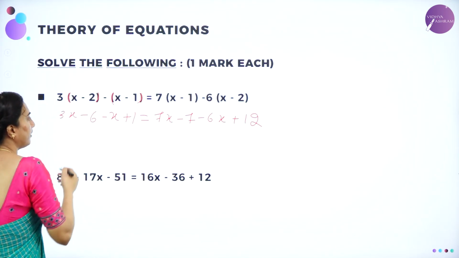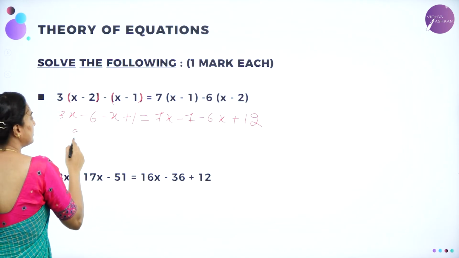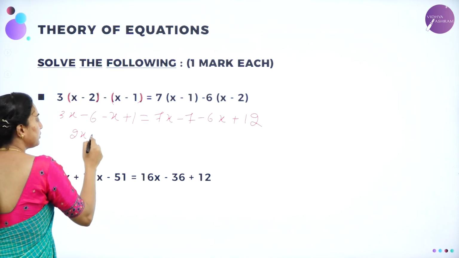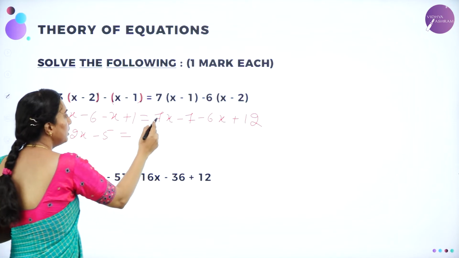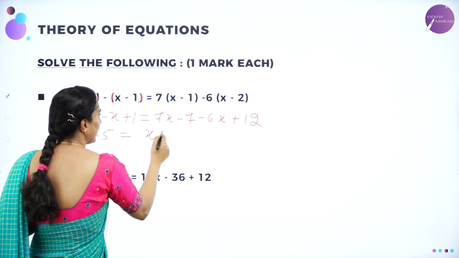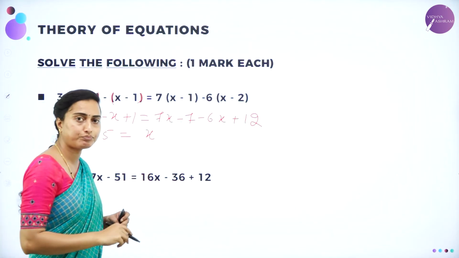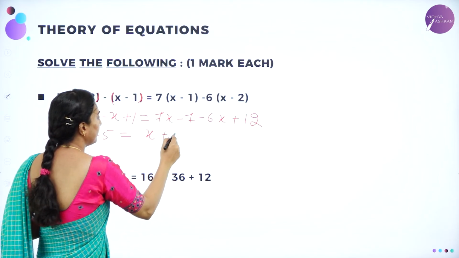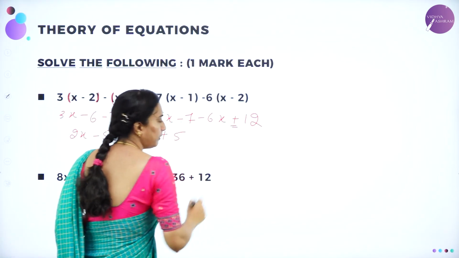First let us solve the left hand side. 3x minus x gives you 2x. Minus 6 plus 1 is minus 5 is equal to 7x minus 6x is x. Minus 7 plus 12 gives you plus 5, because the higher symbol is plus 12.